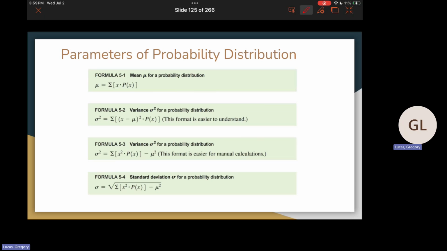And then we know that variance is the standard deviation squared, so to find just the standard deviation, we can take the square root. The square root of sigma squared would give me the standard deviation.